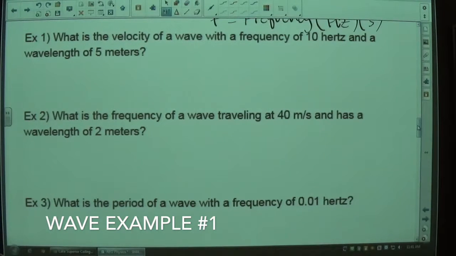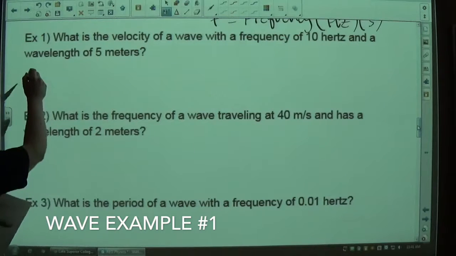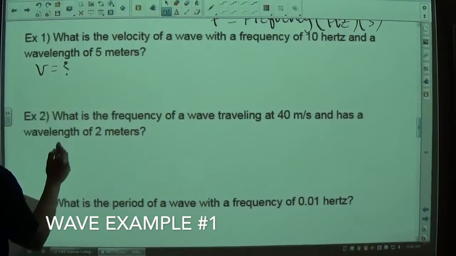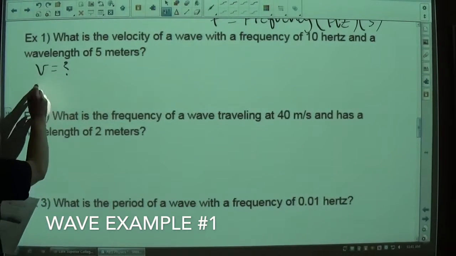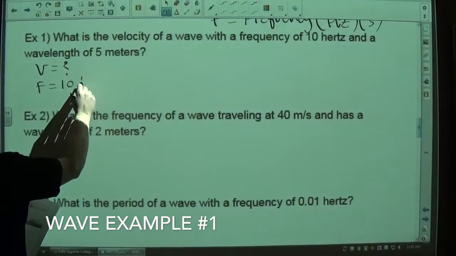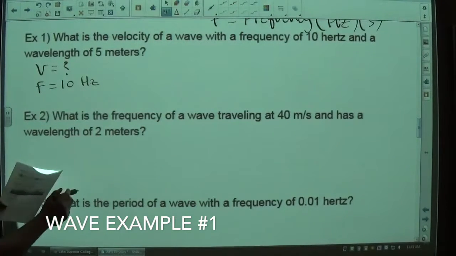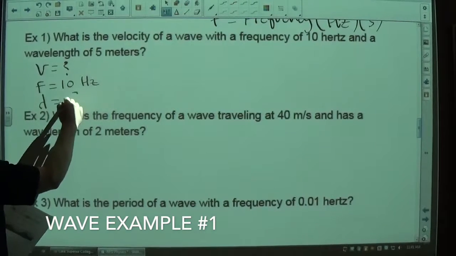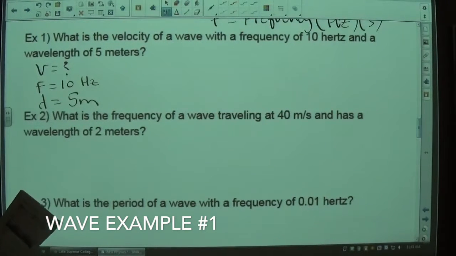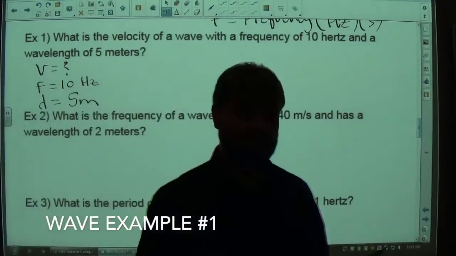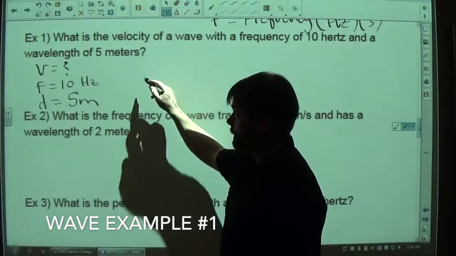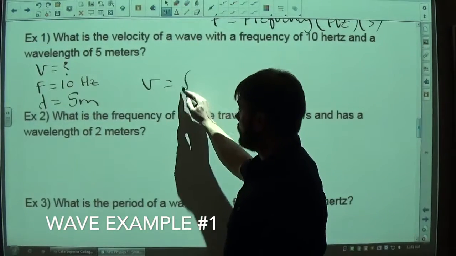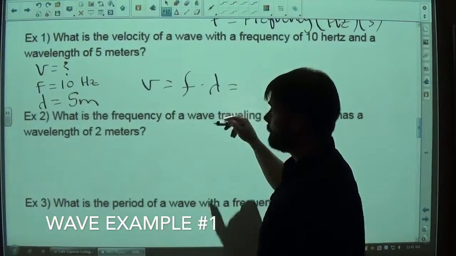Example 1 says, what is the velocity of a wave with a frequency of 10 hertz and a wavelength of 5 meters? So list what they're asking for and what they give you. So this one, we have an unknown velocity. They tell us the frequency is equal to 10 hertz, and then they tell us that the wavelength of this wave is equal to 5 meters. So if our velocity is the unknown and they give us frequency and wavelength, you want to list the equation that we're going to be using. Velocity is equal to frequency multiplied by lambda, or wavelength.